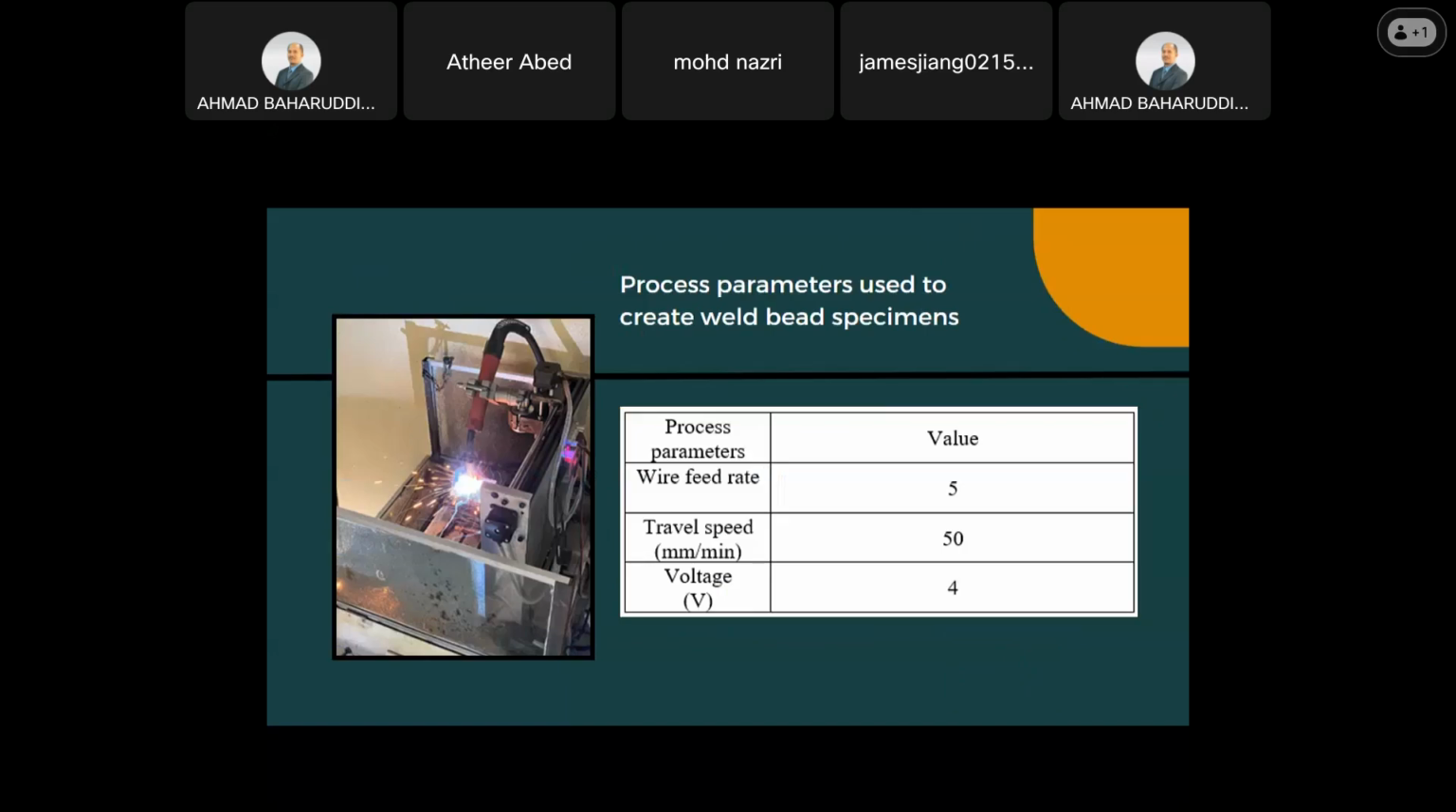So here are the process parameters that I use for the wire arc additive manufacturing to create the welded specimens. The wire feed rate is 5, the travel speed is 50 millimeter per minute. The reason why I take such a slow travel speed is because I want my welded specimens to be as thick as possible in terms of width. That way, when I forge it, I can cut out the dog bone shaped specimen without any issue. And the voltage peak we pick is 4.